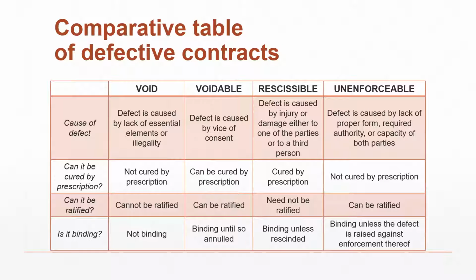What you're seeing in your screen right now is a comparative table we have come up with comparing these 4 kinds of defective contracts. As we will be going through the provisions of the new Civil Code, mas magiging malinaw sa inyo kung ano ba itong mga material differences that set, for example, a void contract apart from the other kinds of defective contracts.